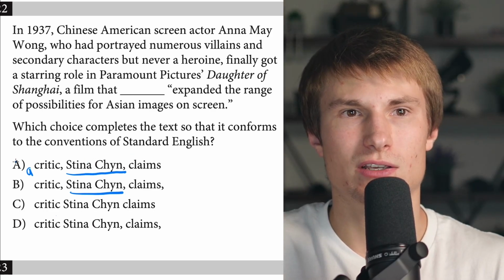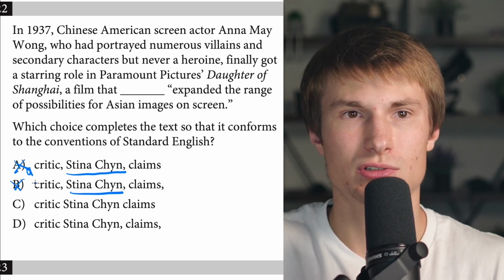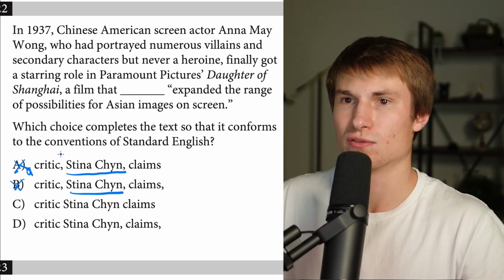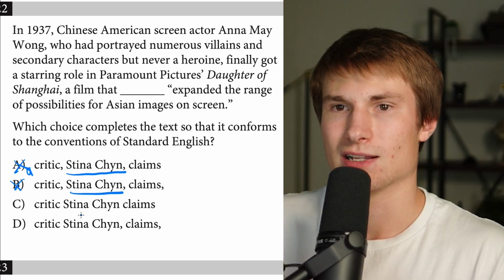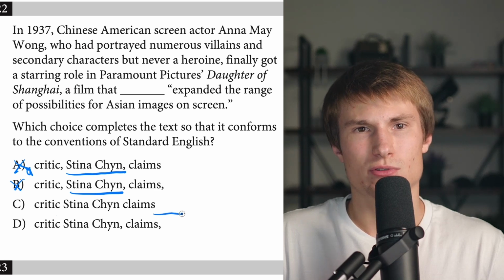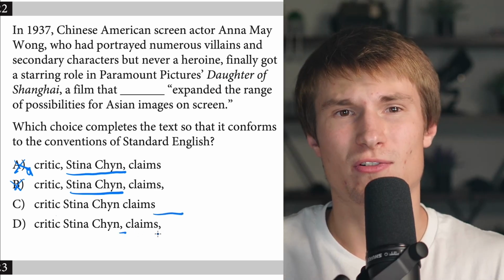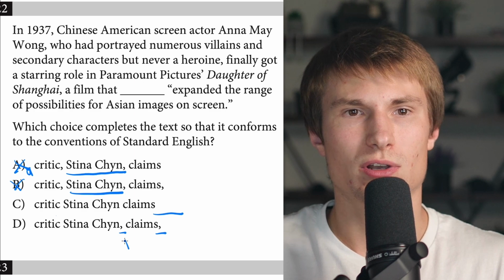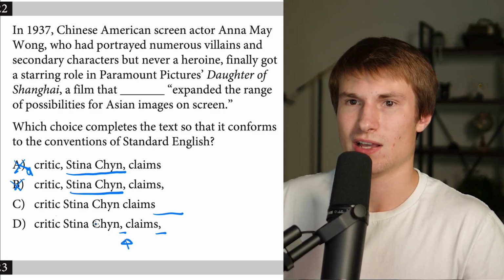So we can go ahead and get rid of A and B because we know that it is essential. The meaning would change if we were to remove Stina Chin. Let's take a look at C and D. We have "critic Stina Chin claims," and then we go straight into the quote, versus a comma before claims and a comma after claims. Well, we already know we don't need a comma before claims, so just based on that, we could get rid of D.